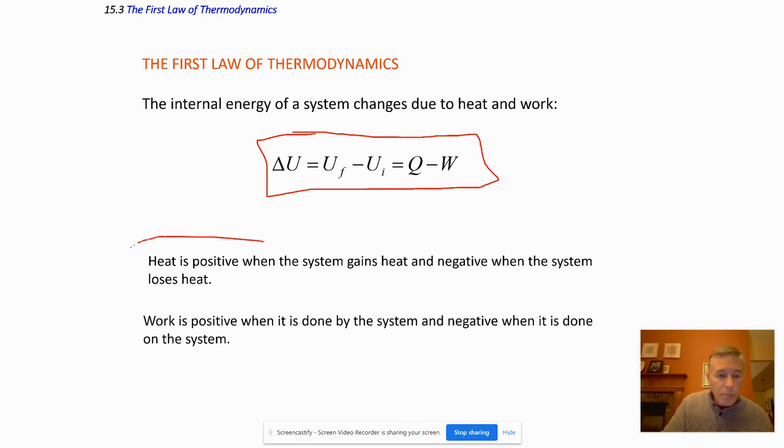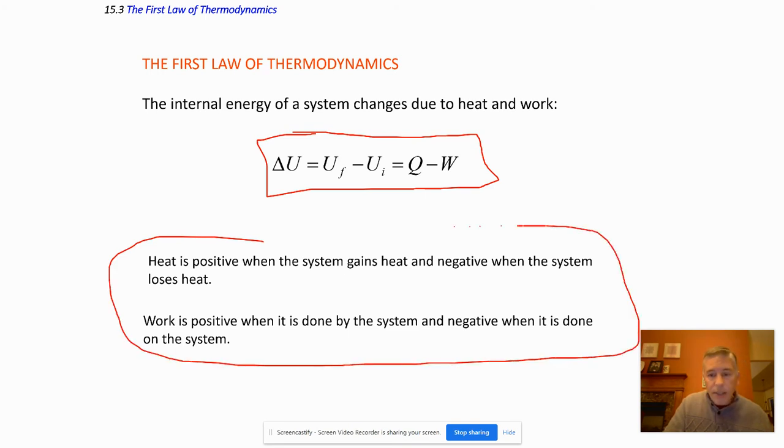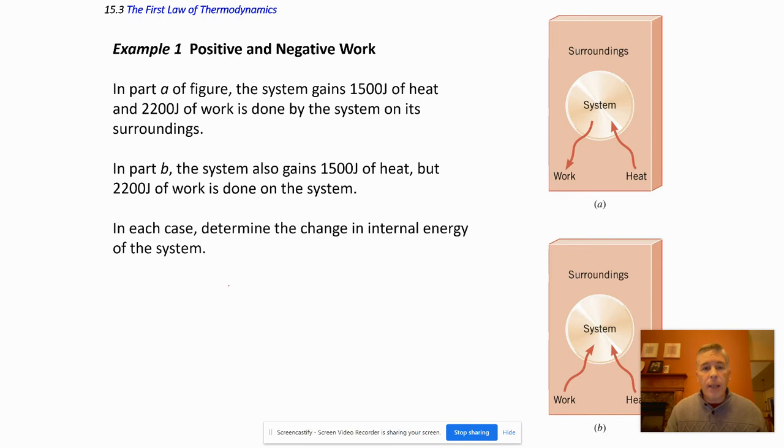Probably the most important part of this equation is this little statement down here that heat is positive or work is positive at certain points. So we want to make sure we have all of this. So let's try a little example. Let's say that I have some system. Maybe it's just a gas here.